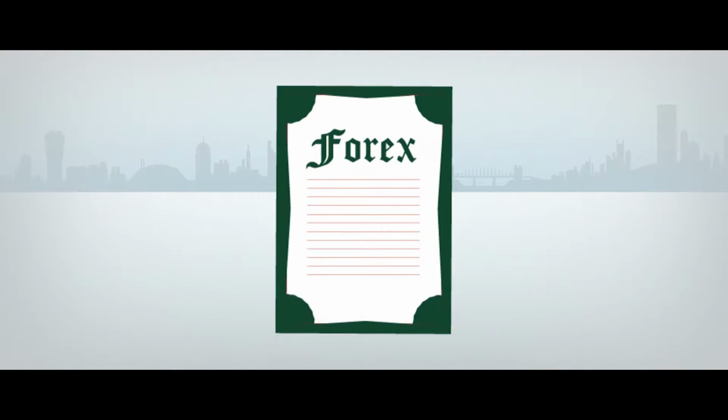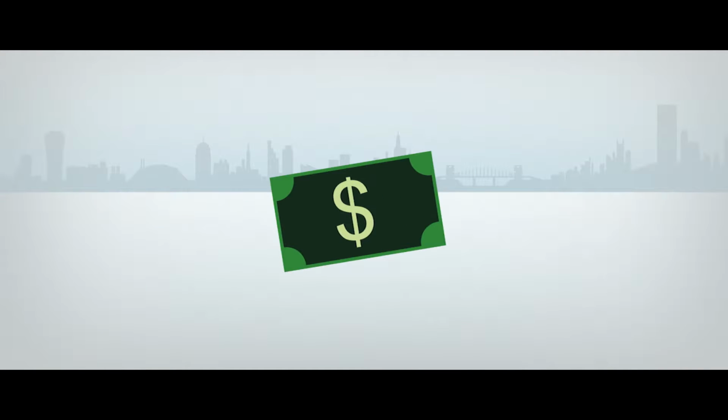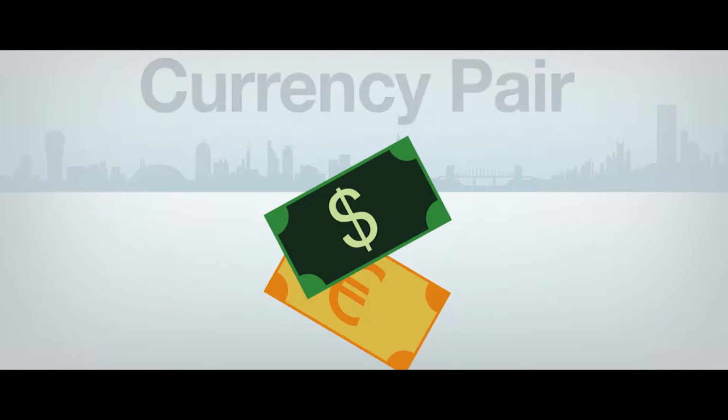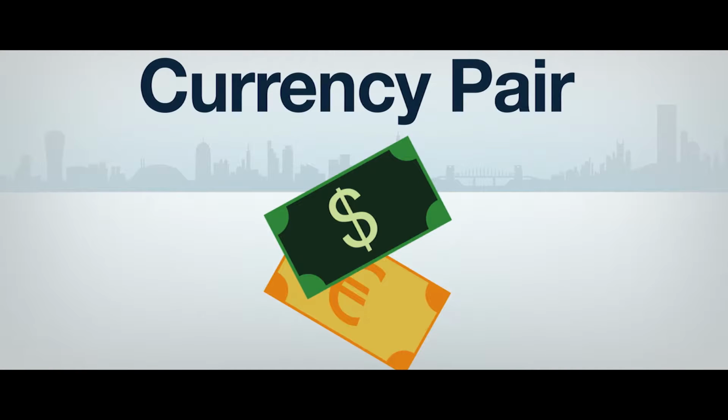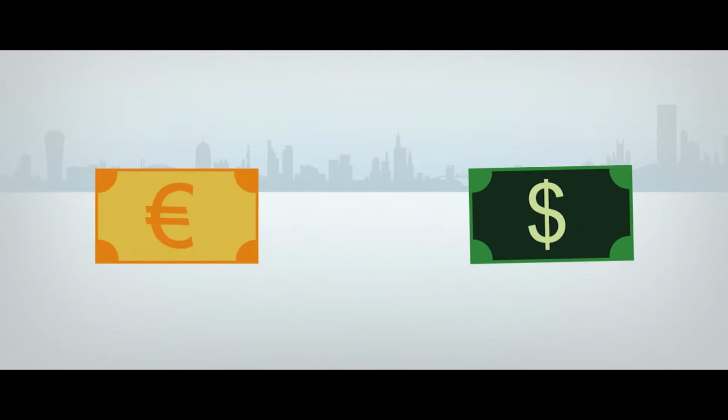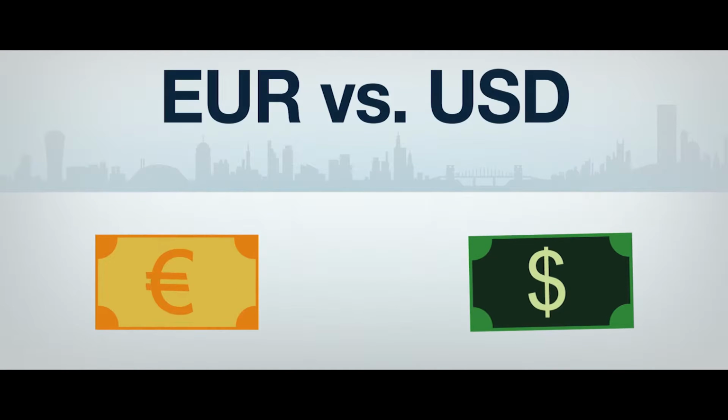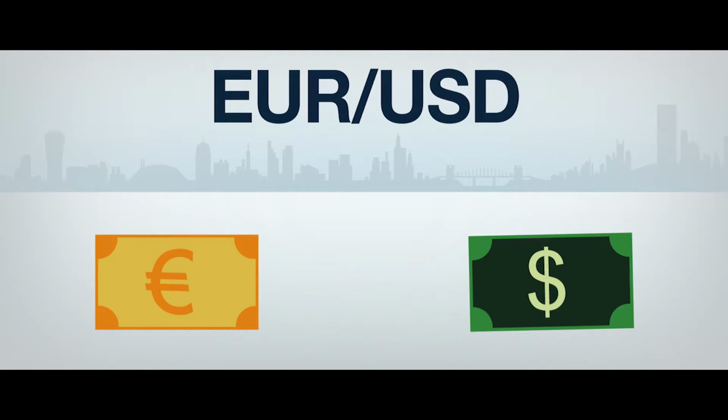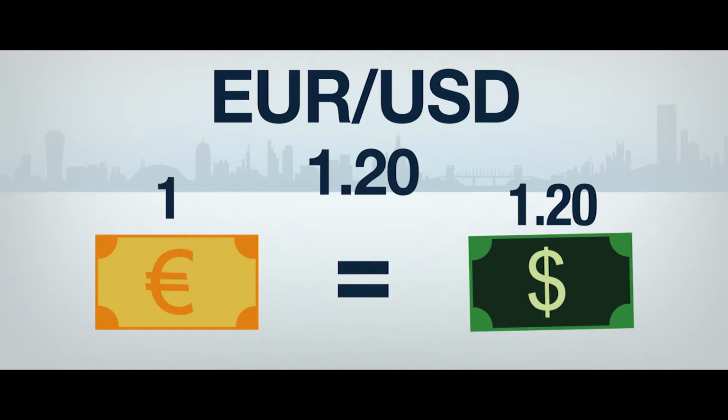Let's go over some basics of how trading forex works. When you trade forex, you're not just trading one product. You're trading two currencies against each other. This is known as a currency pair. The quote for a forex currency pair defines the value of one currency relative to the other. The easiest way to understand any quote is to read the pair from left to right. Let's look at an example using the euro versus the US dollar currency pair. If the EUR-USD is trading at 1.20, that means 1 euro is equal to $1.20 US dollars.